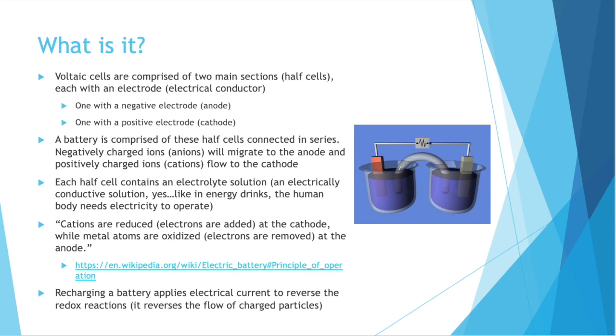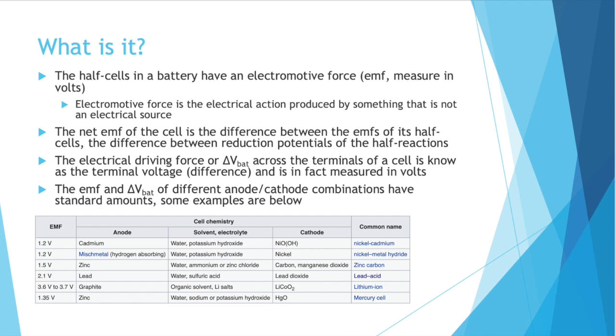When you recharge a battery, it applies electrical current to reverse those redox reactions. Again, the reduction oxidation is how you get the energy from a battery. Reverse those redox reactions, and you're putting energy back into the battery. So you have your anions, your cations, your electrolyte solution that either has an anode or a cathode in it. They're connected in series, redox reactions are happening, and charged particles are flowing.